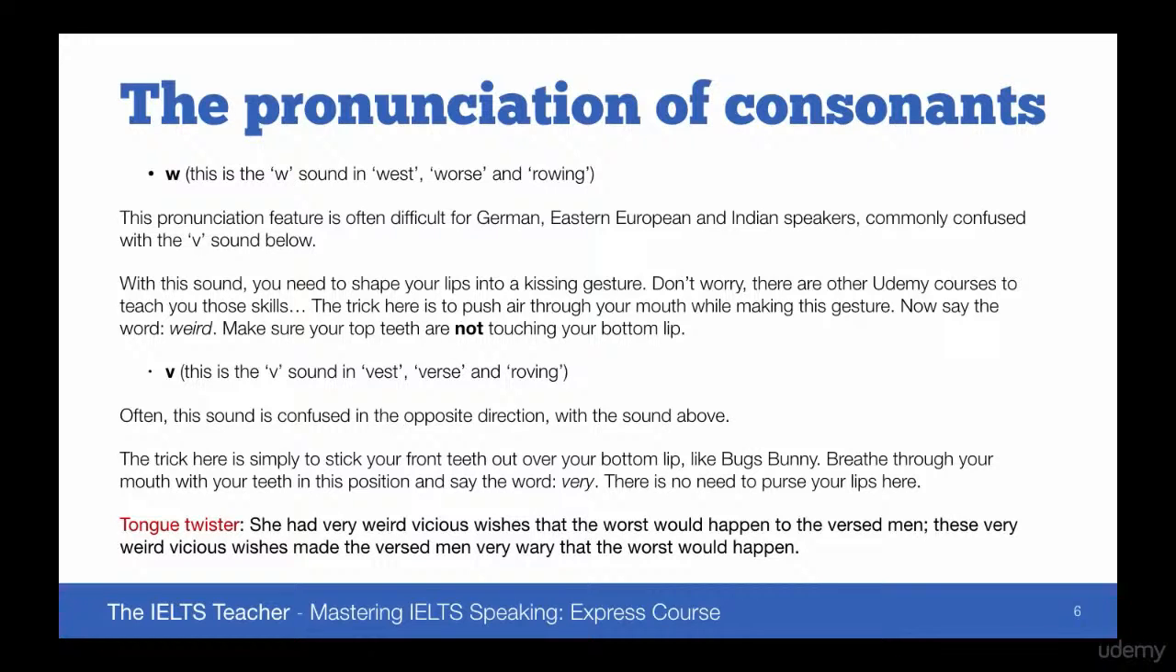She had very weird, vicious wishes that the worst would happen to the versed men. These very weird, vicious wishes made the versed men very wary that the worst would happen. Okay, that's a tricky one even for me, so have a go with that one.